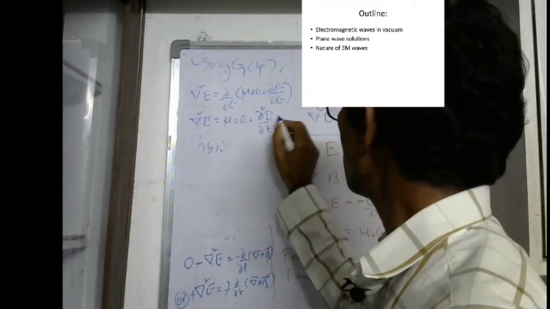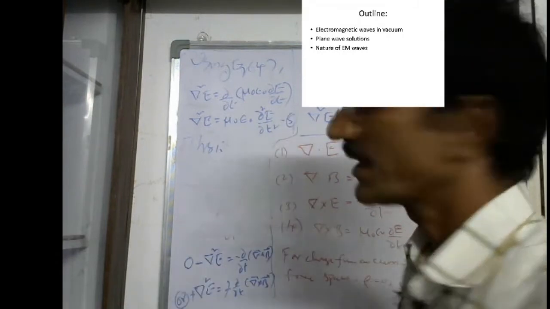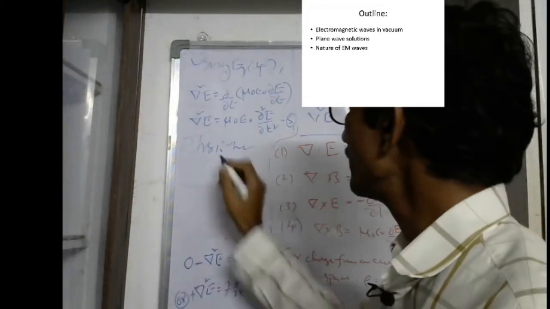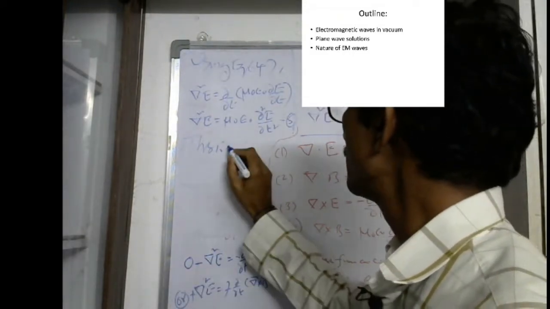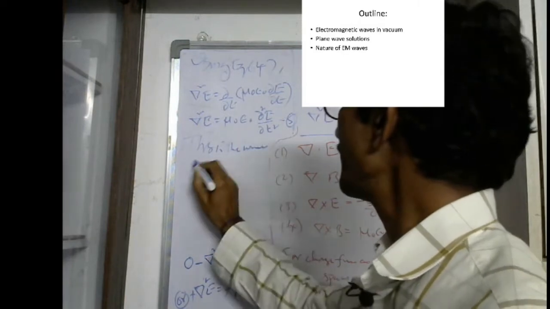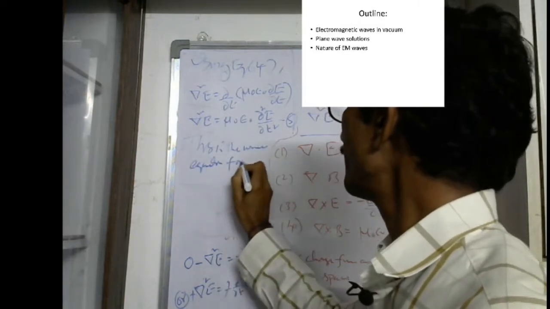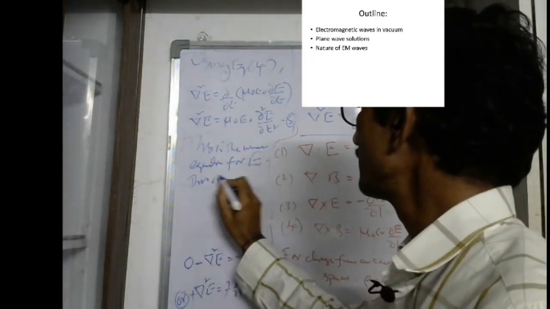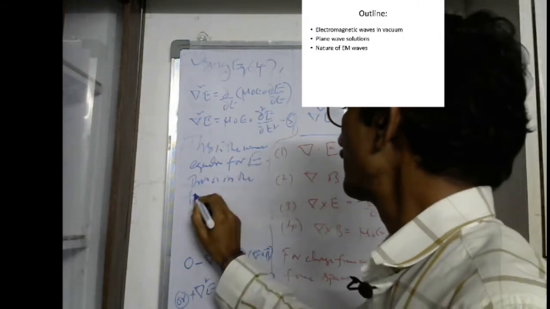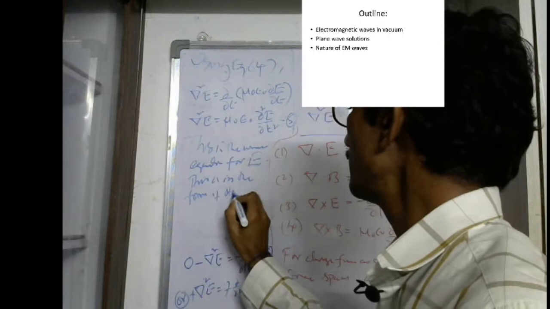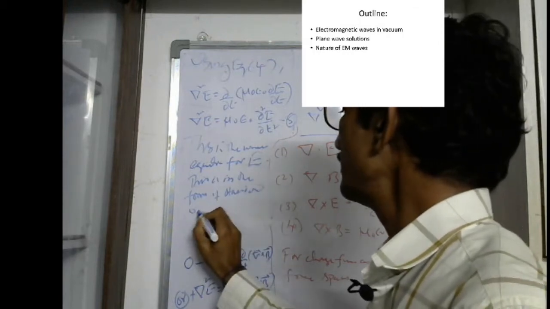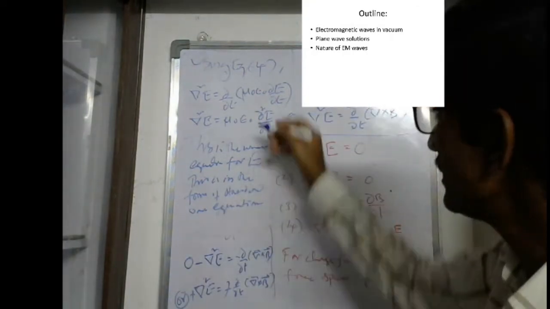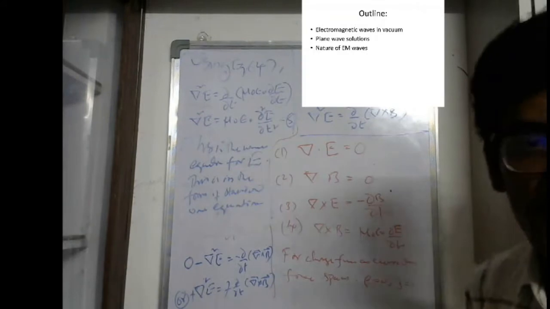Let us call this the fifth equation. This is the wave equation for E, the field E. This is the form of the standard wave equation. See here, on this side in the wave equation you have 1 by v square.